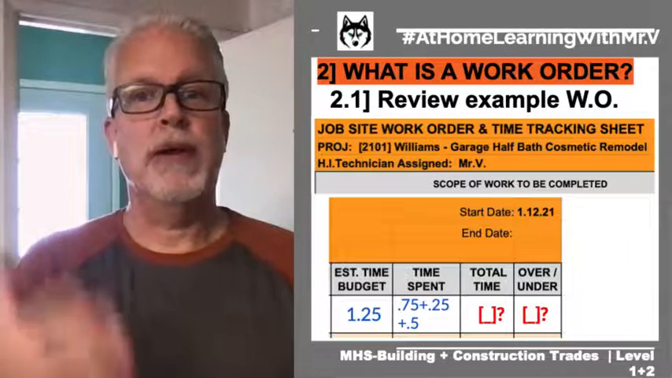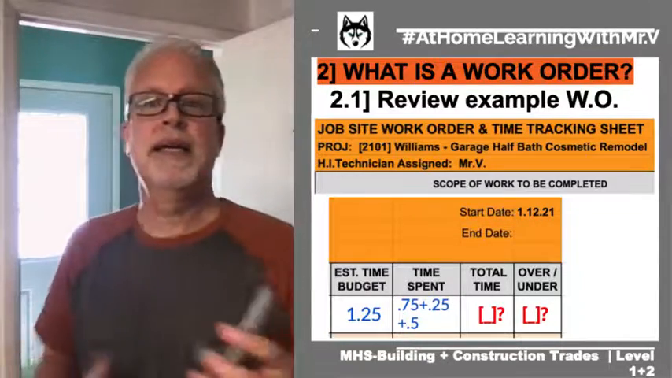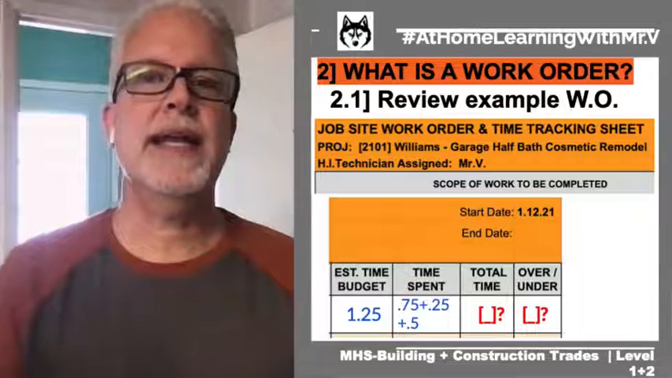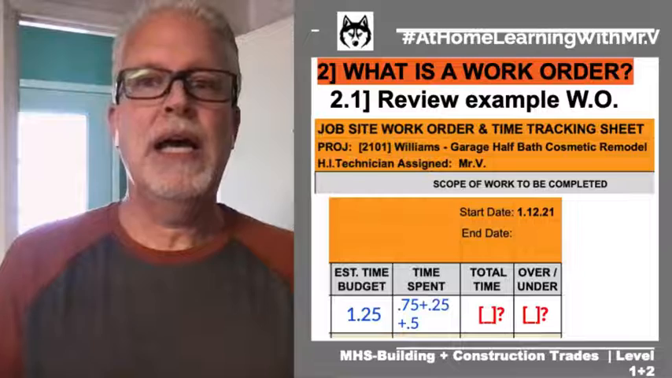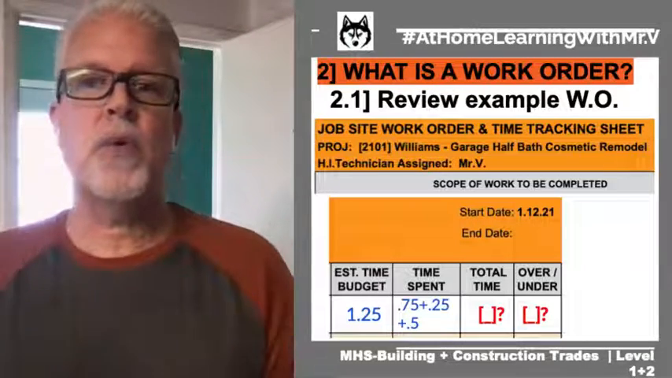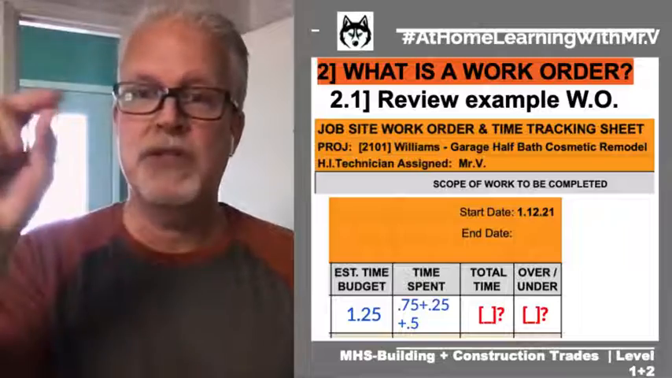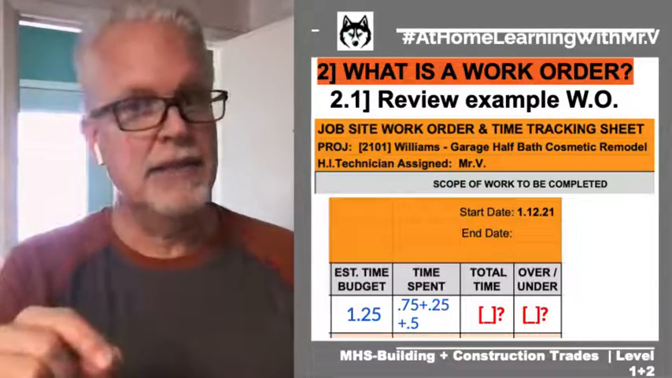tasks, okay? So we got the project name in there again. You got the 2101 Williams, so that's the year and estimate number one. Williams is the client, and then who's doing the work. So I'm going to be the home improvement technician that's assigned to this work order, and it started on the 12th. So the next box down, you can see start date and end date.